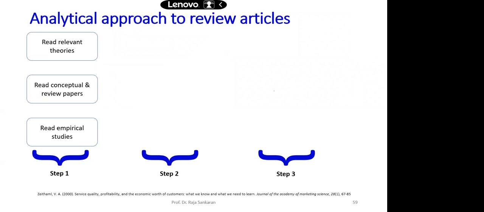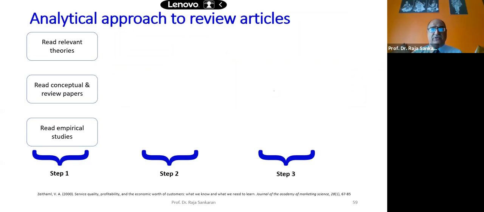This is one of the approaches. If I talk about the analytical approach of reviewing the literatures, this is one of the approaches. This is not the only approach. This is something from Zaitmal of 2000. The analytical approach to review the articles is to read the relevant theories, identify the different conceptual models as well as the review papers and the empirical studies associated with this. This would be the first step.